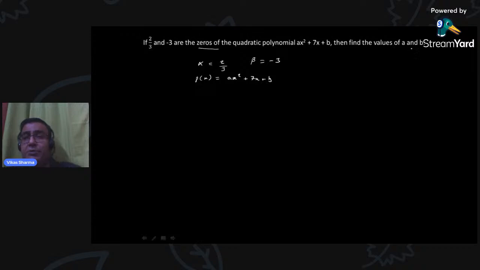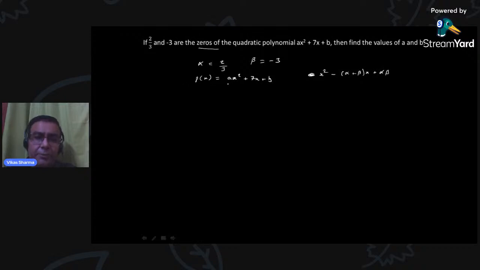Then find the values of a and b. Okay, so again this is a question relating to the relationship between the sum of the zeros and the coefficients, and the product of the zeros and the coefficients. So we can also write this polynomial as, whenever you're writing it as sum of the roots and product of the roots, you'll have to take a as 1. So it will be x square minus (alpha plus beta) times x plus alpha beta.